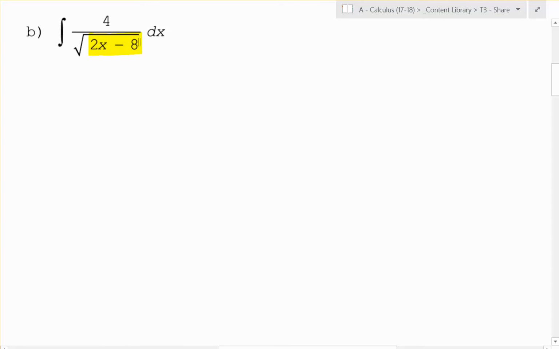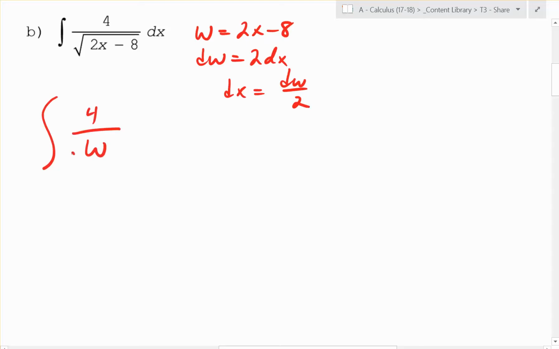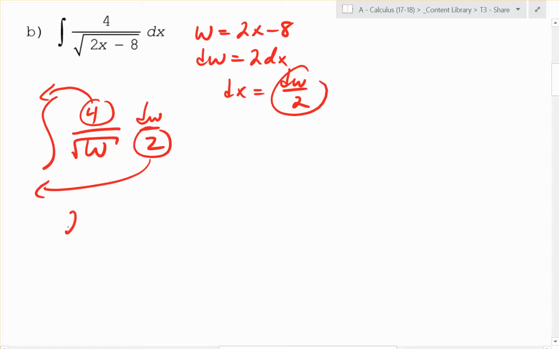So over here you see something similar. The power underneath the radical is 1, and the power of x up here is actually 0, because it's x to the 0 if you wanted to put it in there. So it's a good sign that W substitution will work with W equals 2x minus 8. When you do dW, you end up with 2 dx. So dx is equal to dW over 2. Let's do the substitution. It's going to be 4 over the square root of w times, instead of dx, dW over 2. We can factor out the 4 over 2. When you pull those out, it's 4 over 2, so it's just 2, times 1 over the square root of w dW.